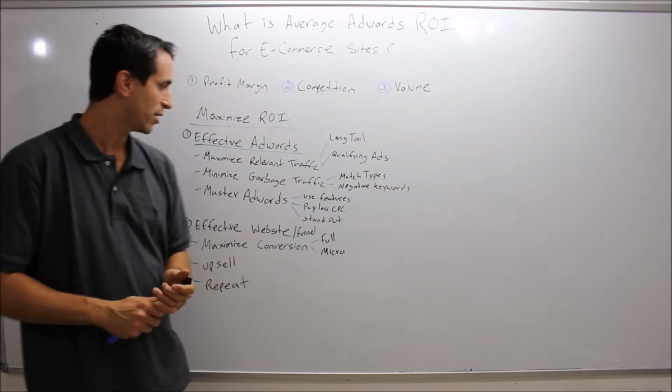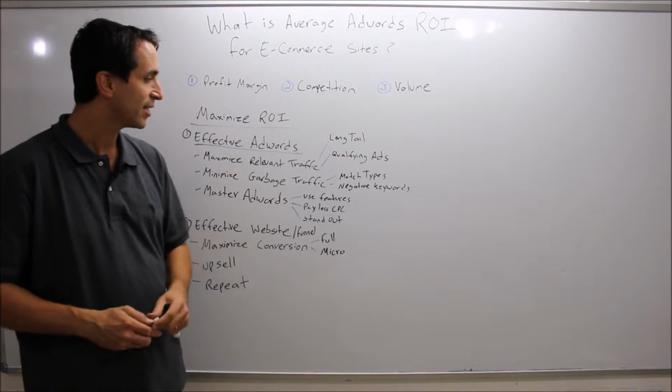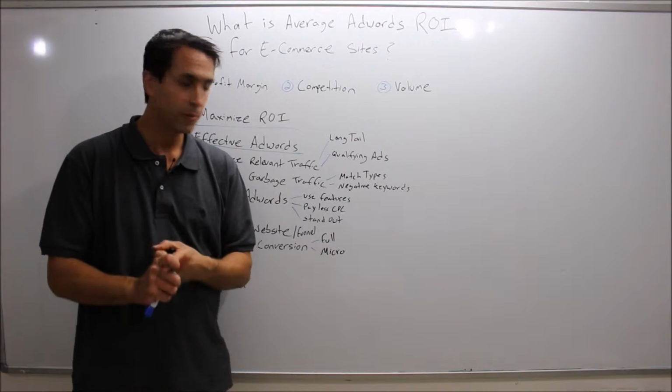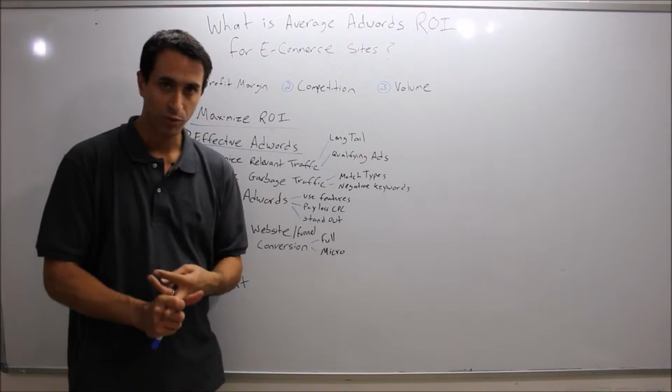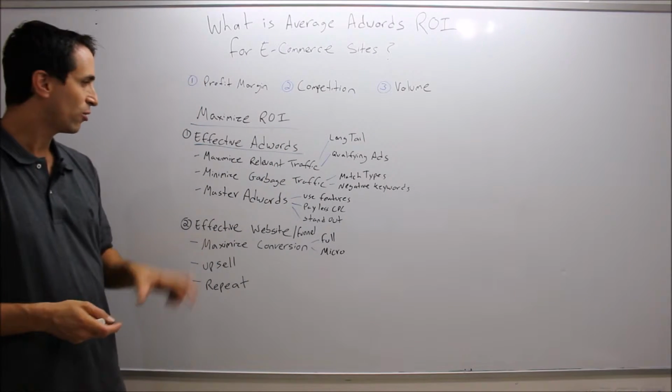There are two quick tricks there. And then you want to minimize the garbage traffic. Again, the qualifying ads. You want to use match types properly, and you want to use negative keywords properly. Those are sections in themselves, but those are the basic things.